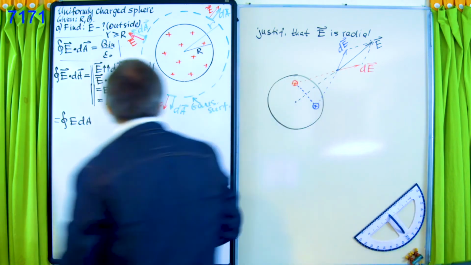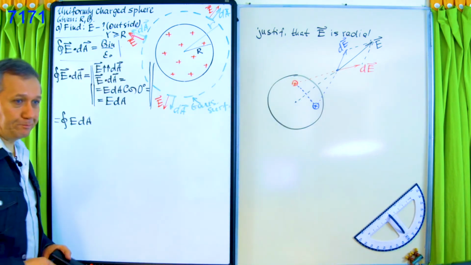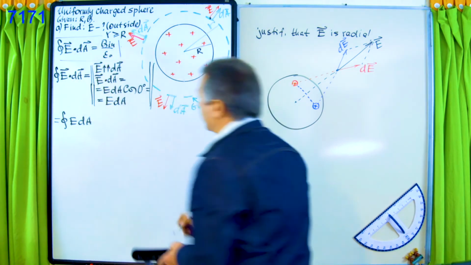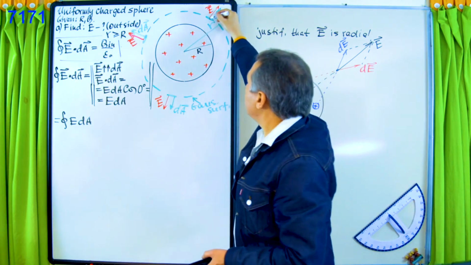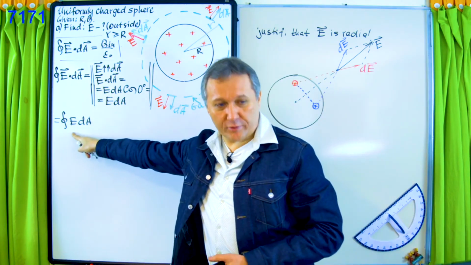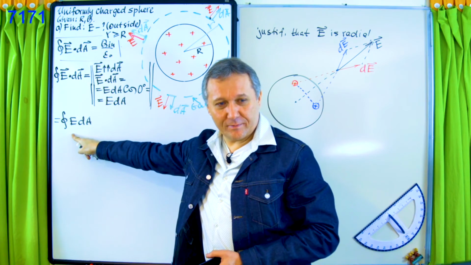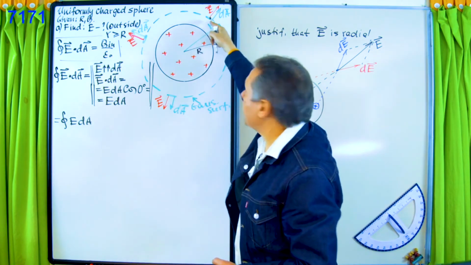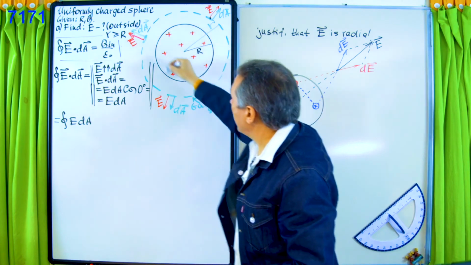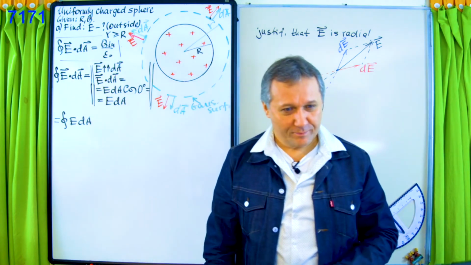Now, let's use the symmetry. For example, let's assume that you are sitting over here at this point. And of course, this electric field, now I'm talking about the strength of the electric field. Electric field is created by what? Look, from this point, it's created by this distribution of charges.